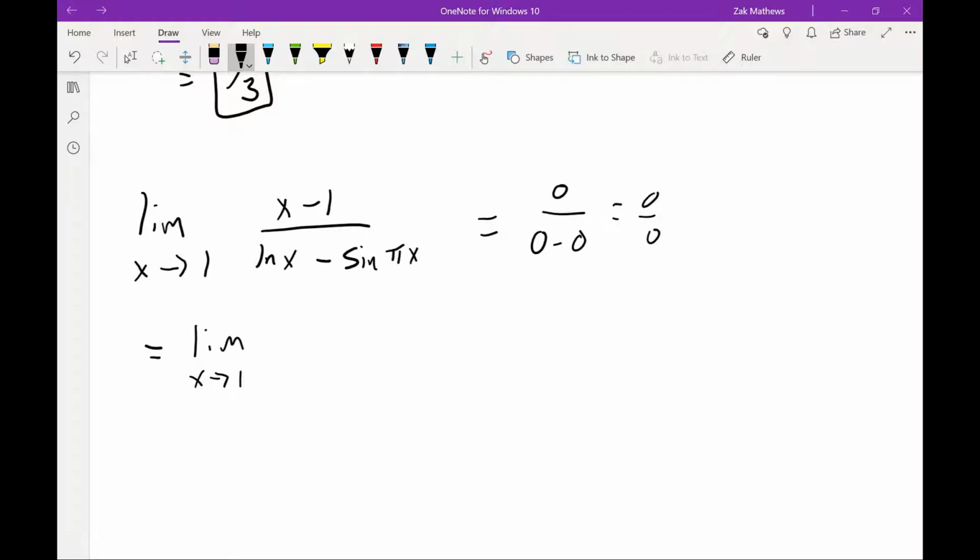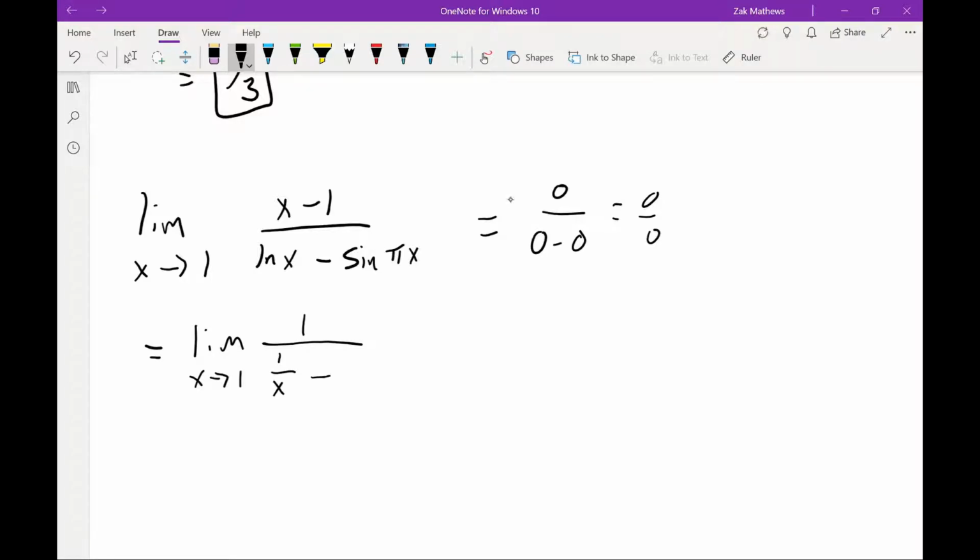Now that we do have L'Hopital's rule, I see I have that 0 over 0 format. So I'm going to take the derivative of the top, take the derivative of the bottom. The derivative of the top is just a 1. I'm already guaranteed not to get a 0 over 0 in the entire fraction. Then we're going to take the derivative of the natural log of x. That is 1 over x.